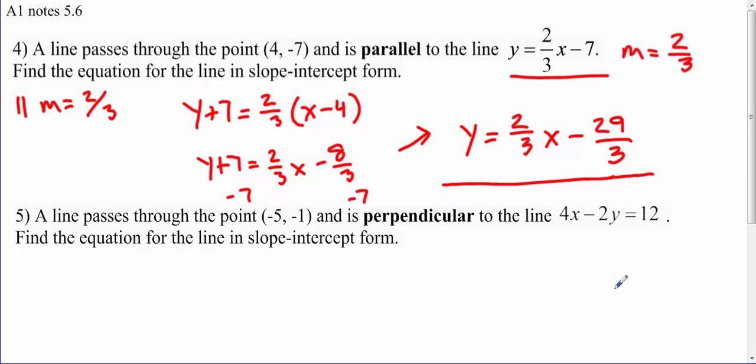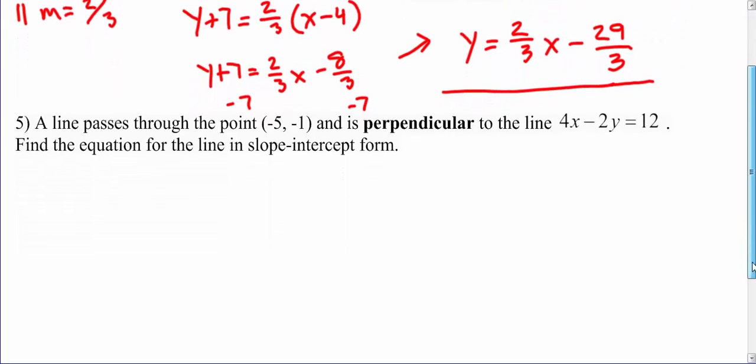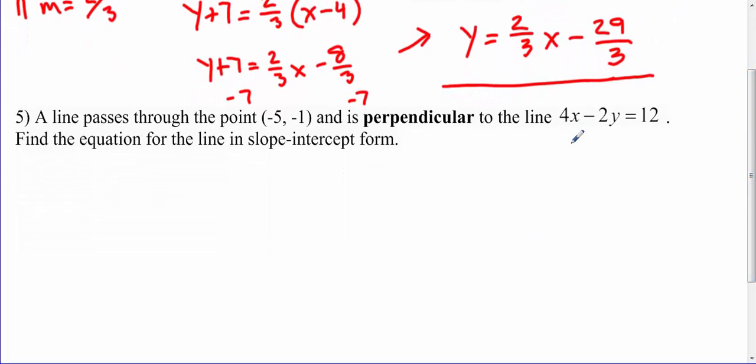All right, let's take a look at the next one, number 5. A line passes through the point -5, -1, and is perpendicular to this given line here. Find the equation in slope-intercept form. All right, we've seen this scenario before. When you start in standard form to find the slope, there are a couple ways to do it. You can actually memorize the pattern. I'm not going to spend a lot of time on that. So instead, we are going to solve for y.